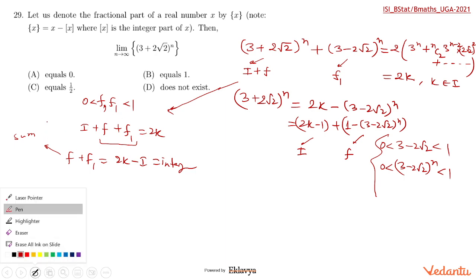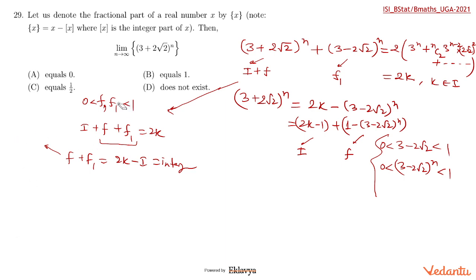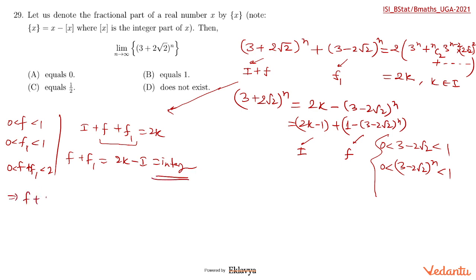देखिए ऐसा है, see what I am saying. f is between 0 and 1, f1 is between 0 and 1, so f plus f1 ये होगा between 0 and 2 and it is an integer, so f plus f1 जो है वो 1 हो गया, ये आ गया. तो यहाँ से क्या हो गया, f is 1 minus f1, that is basically 1 minus (3 minus 2 root 2) whole raised power n, ये आ गया.